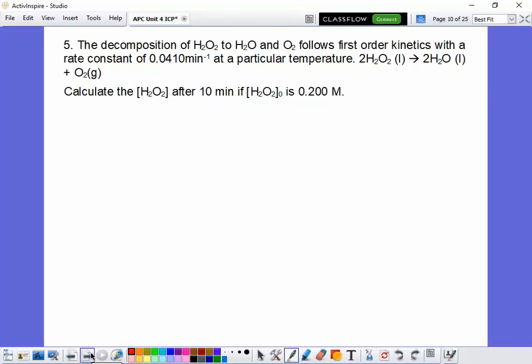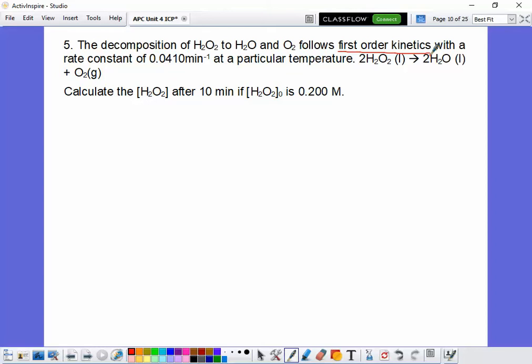So we're told the decomposition of H2O2 to H2O and O2 follows first order kinetics. And it gives us a rate constant of 0.0410 minutes to the -1 at a particular temperature. Okay, the temperature doesn't matter. It's not part of the integrated rate law formula. And I give you the overall equation. We're going to calculate the concentration of H2O2 after 10 minutes if the initial concentration is 0.200 molar.